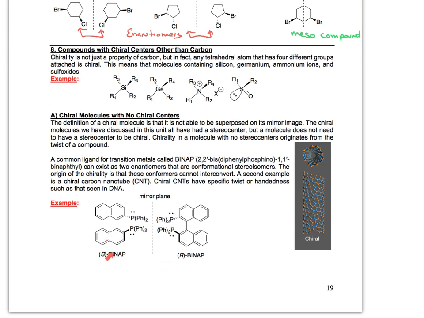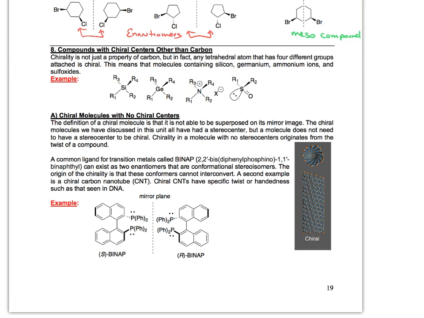This is called binap, which is 2,2' bis diphenyl phosphino 1,1' binaphthyl. Say that 3 times fast. But these 2 compounds, these are the S and the R conformation. They differ through the twist through this carbon-carbon single bond. So they are non-superposable mirror images of one another.